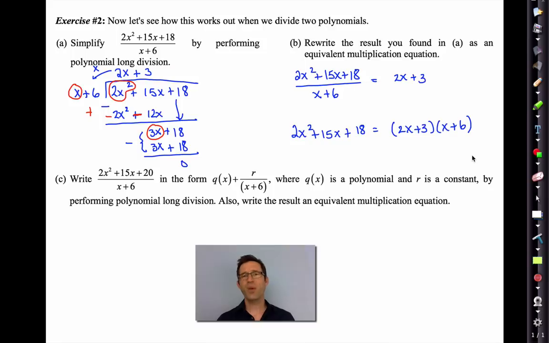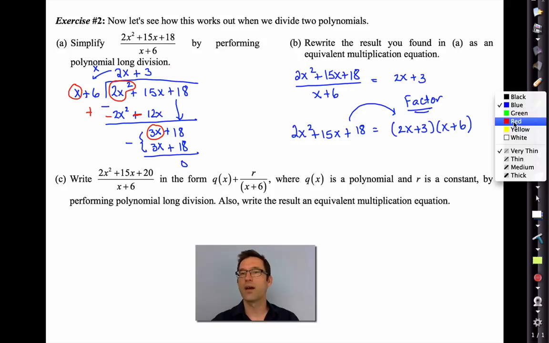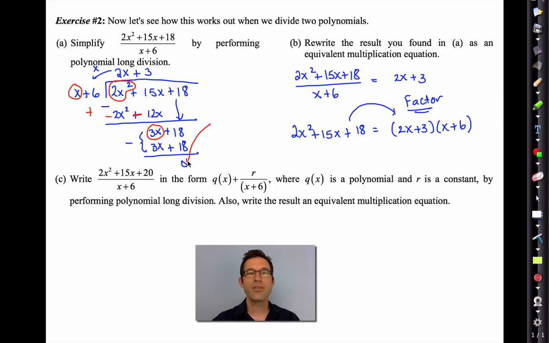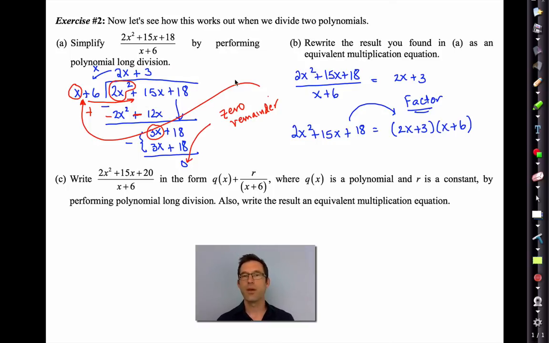Now, what we really were just able to do is we just used this to factor this. And in fact, this will be the first time of many times I point this out. The fact that there was a zero remainder means that what we were dividing by, x plus 6, was a factor of 2x squared plus 15x plus 18. All right, that's what factors really are. Factors are numbers that when you divide other numbers result in no remainder, zero remainders. All right.